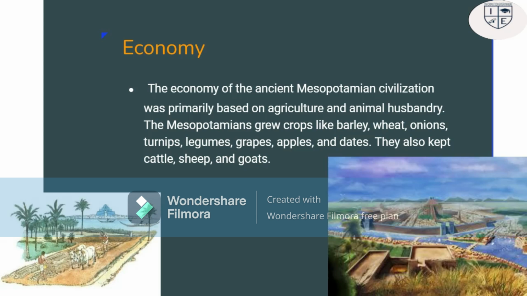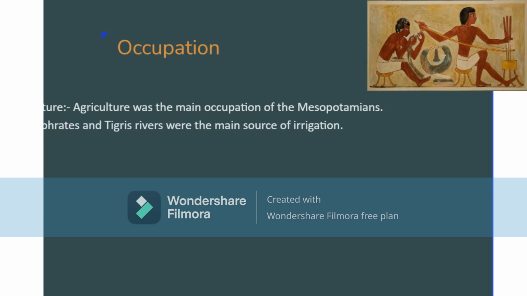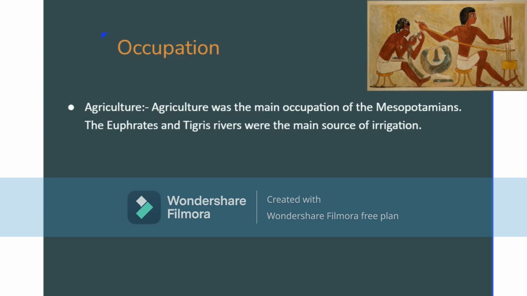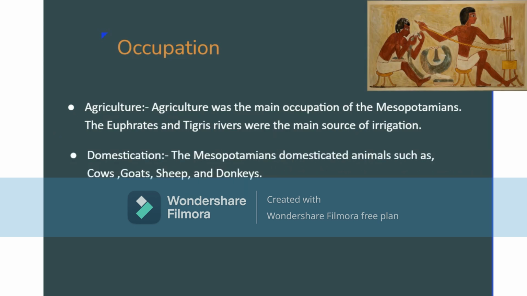So this benefited them for agriculture. So the main economy of those times was based on agriculture. And occupations, like the first occupation was agriculture. Agriculture was the main occupation, as I told you before. And the Tigris and Euphrates were the main source of irrigation, because they were on the river banks. And they didn't have modern irrigation methods like sprinklers.